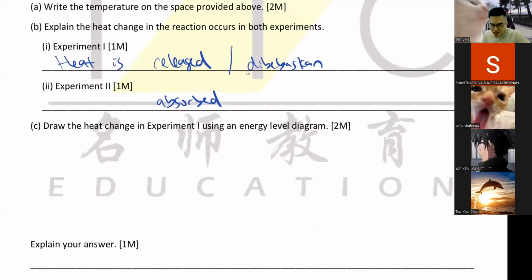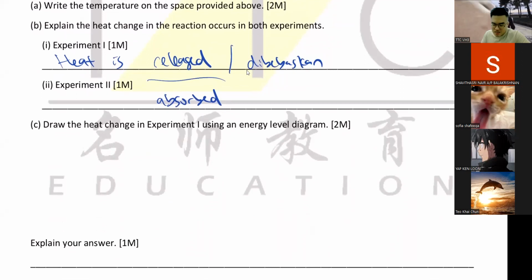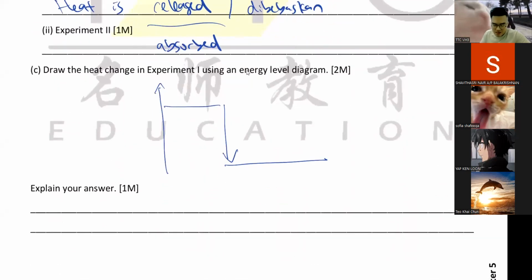Okay, so draw the heat change in experiment 1. This is a release of heat, right? I released heat. So energy decreased. Okay, explain your answer because this is exo.